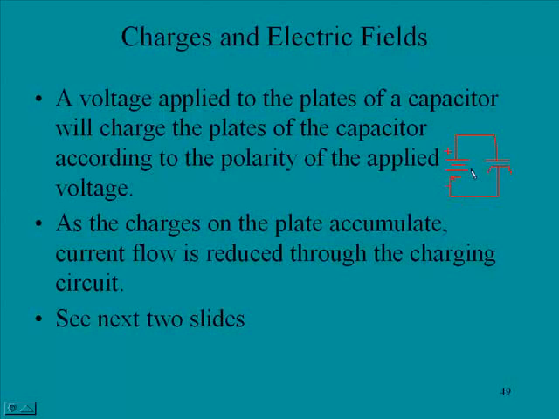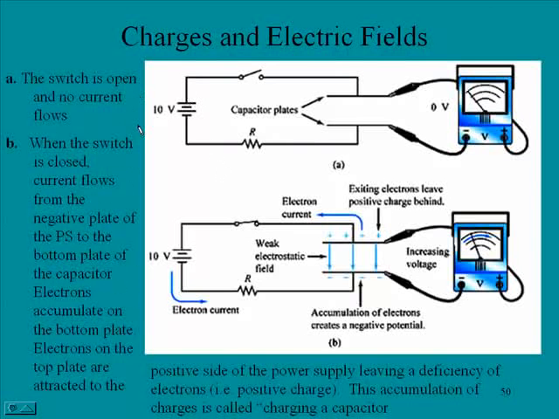And the charge on the capacitor will be the same as that on the supply. So if you have the positive here and it's connected to the top plate of the capacitor, that side will be positive. The negative side will be connected to the bottom plate, and that side will be negative. So the capacitor will charge according to the polarity of the applied voltage. As the charges on the plate accumulate, current flow is reduced through the charging circuit. And so in the next two slides, we're going to look at the process of charging a capacitor.